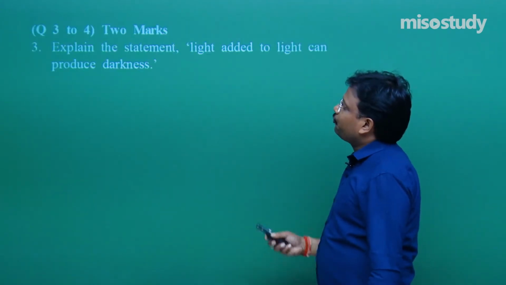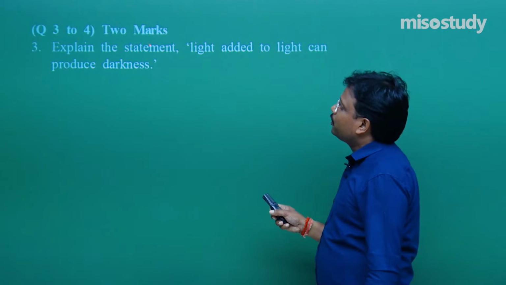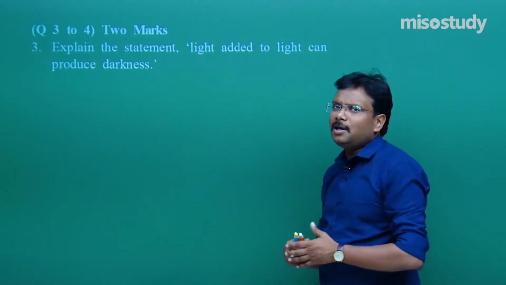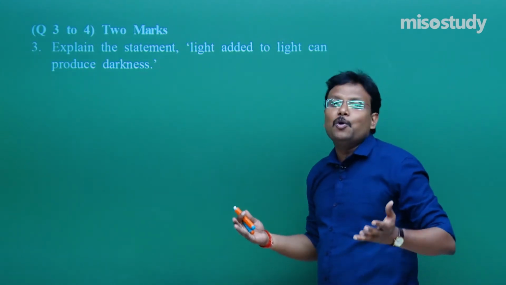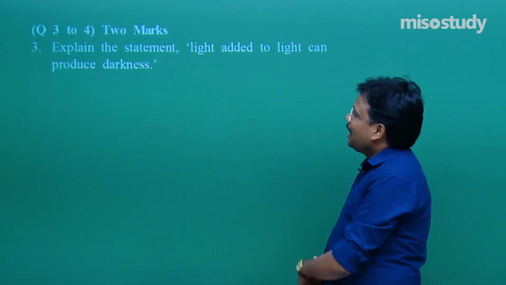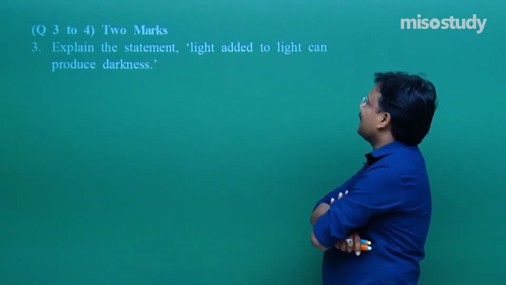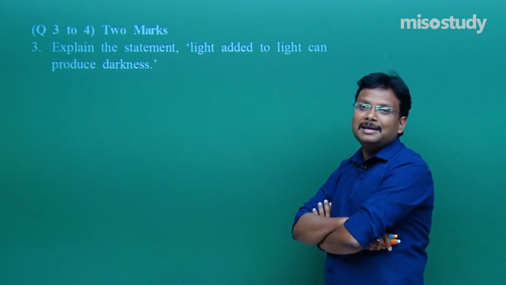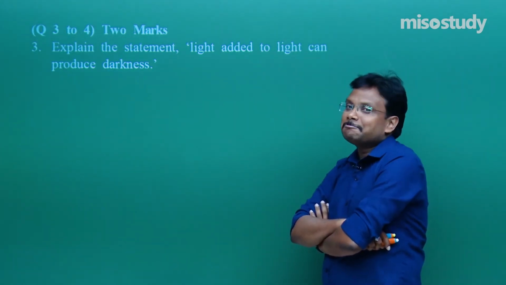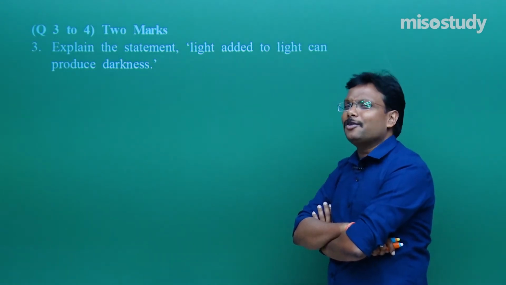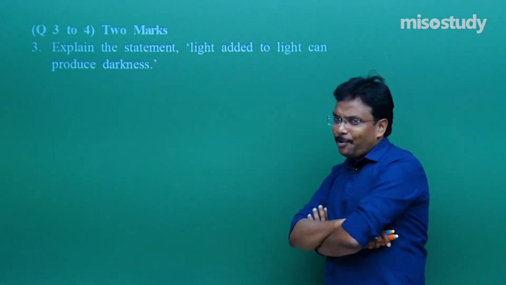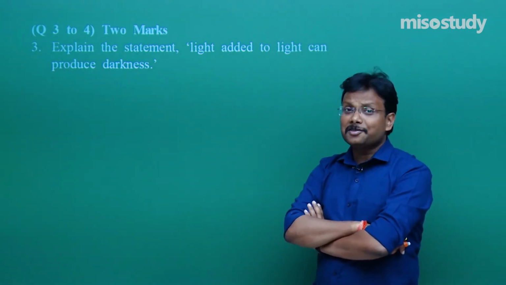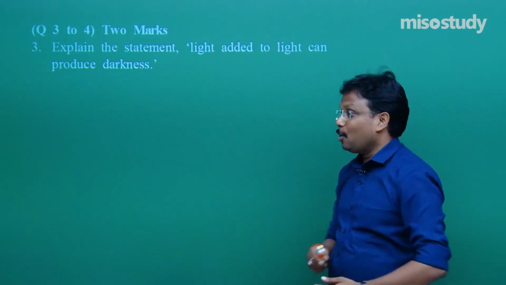Then comes question number 3 and 4, and both these questions are for 2 marks. Now, this question is a very philosophical, emotional question. Why? Explain the statement, light added to light can produce darkness. Money added to money may produce, like that. Philosophical question. Is it possible I am adding light with light and still I am getting darkness? Yes, it is possible. When?